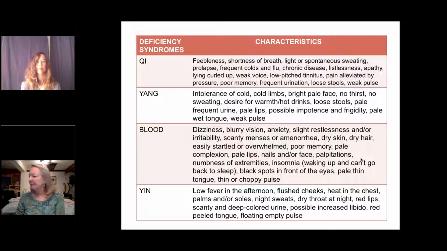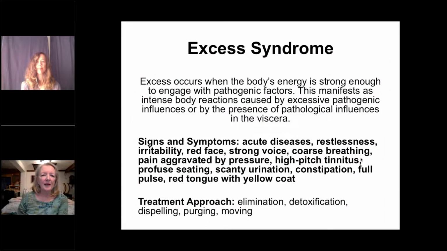Okay, I'm going to move on. Excess, we covered all this. A lot of this looks like excess heat, doesn't it? So here we want to eliminate, detoxify, dispel, purge, move. We want to clear things. When there's too much of stuff, we want to clear it or move it if there's stagnation.